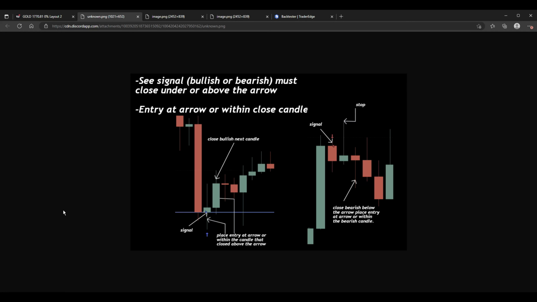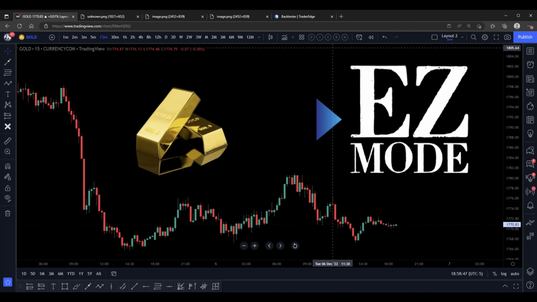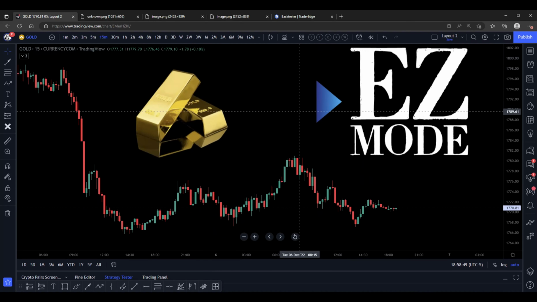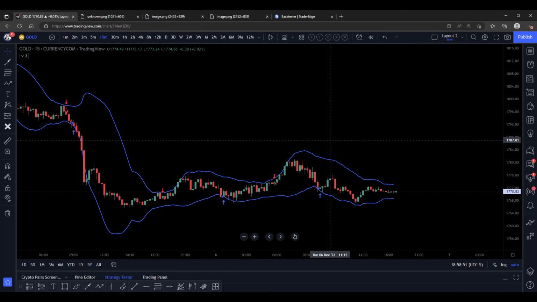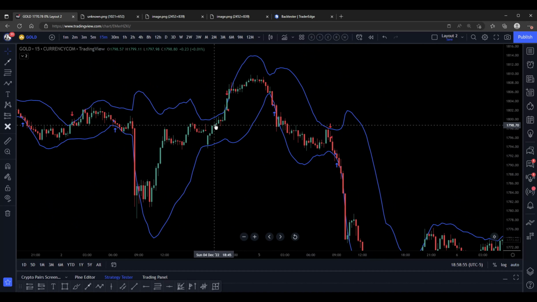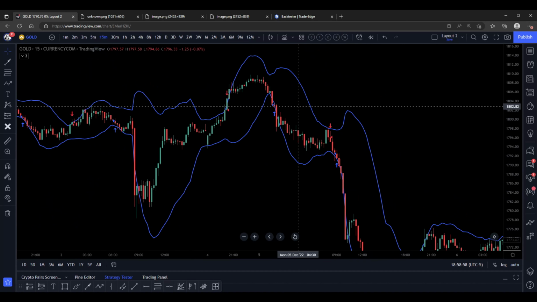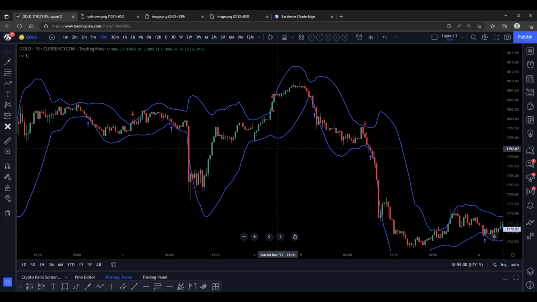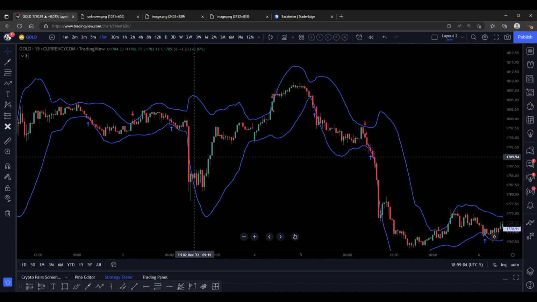First off, basically I'll show the indicator. This is it. So pretty much, basically buy and sell signals. The bands are take profits. I've taken away the middle band.